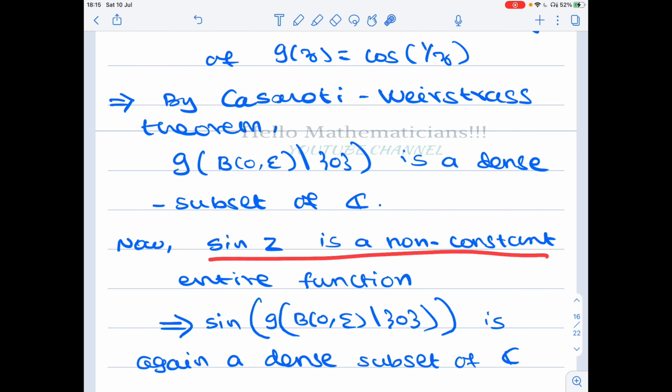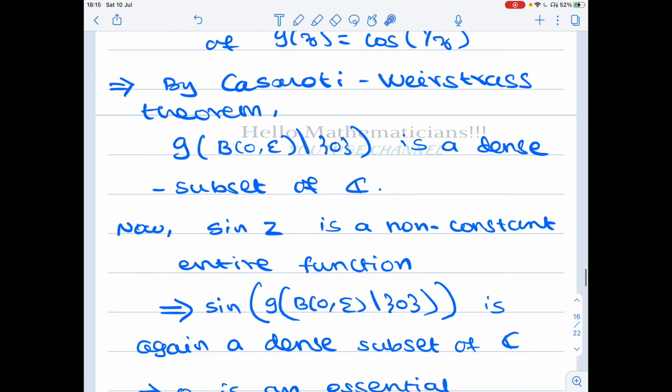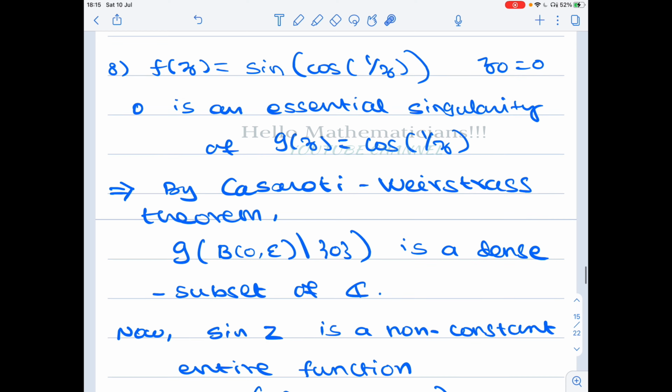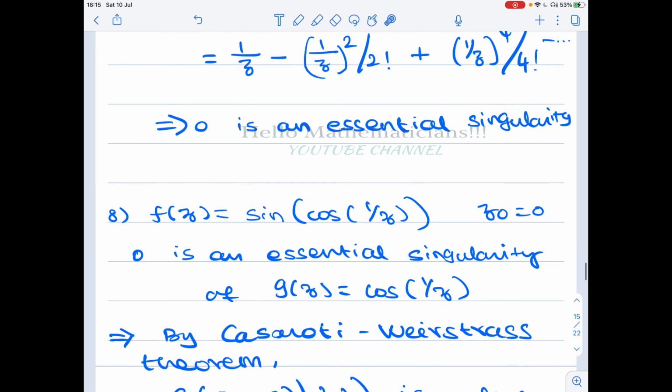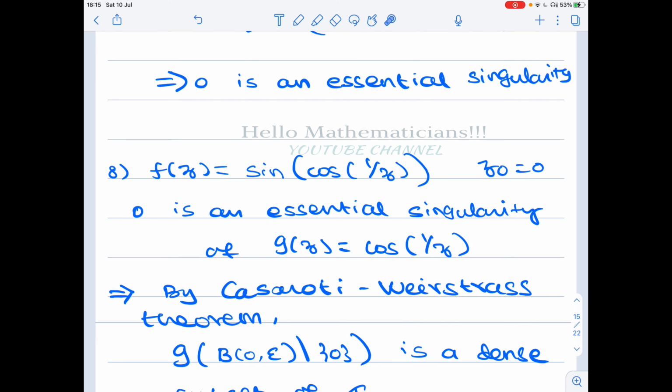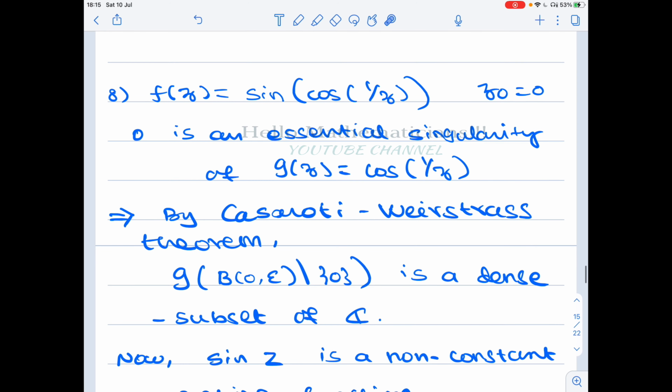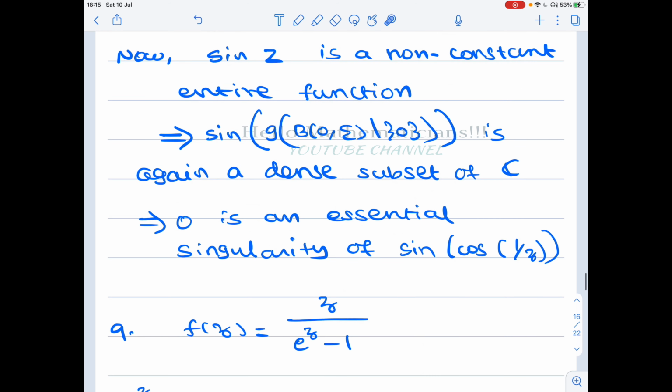Now, sin z is a non-constant entire function. If it is a non-constant entire function, you can prove that it maps a dense set into a dense set. Therefore, sine of g of the deleted neighborhood of 0 is again a dense subset, where g is cos 1 by z. So that is the composition of sine with cos of 1 by z. Therefore sine of cos of 1 by z has 0 as an essential singularity.